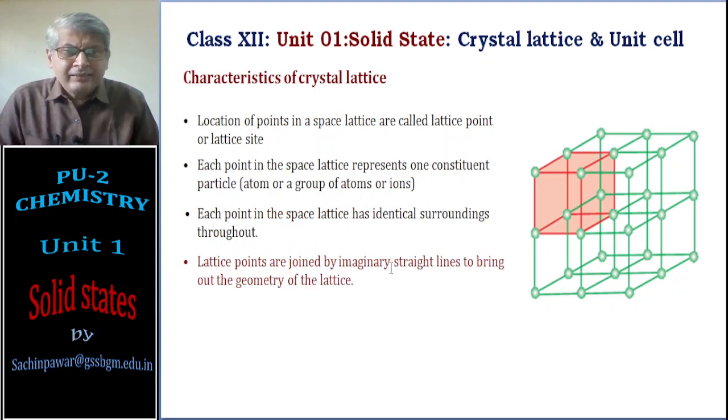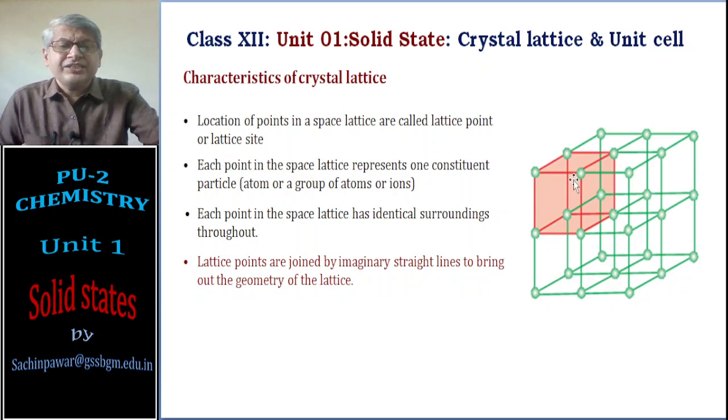And the last part is that the lattice points are joined together by imaginary straight lines, and that gives you the geometry of the entire crystal lattice. So these are the characteristics of a crystal lattice.